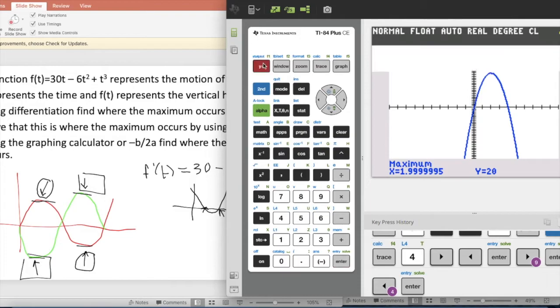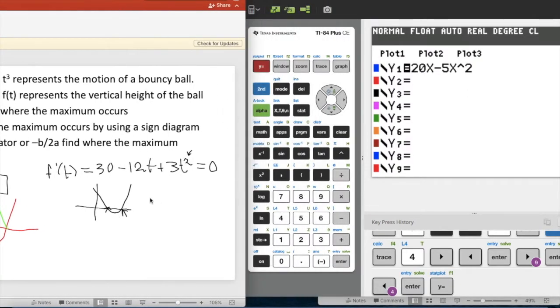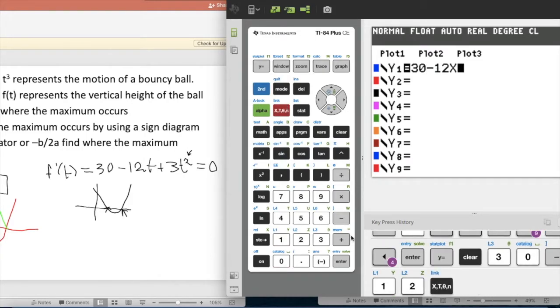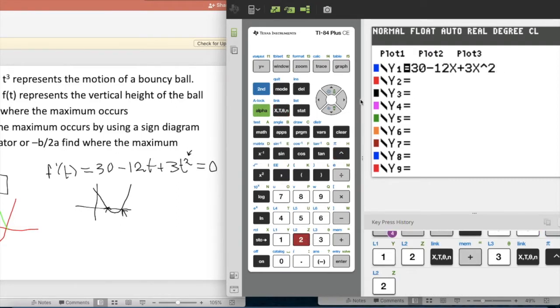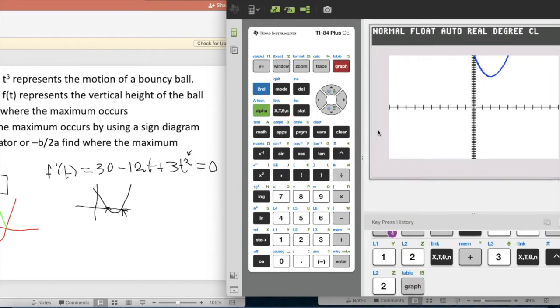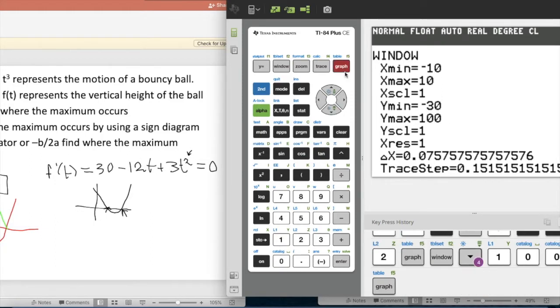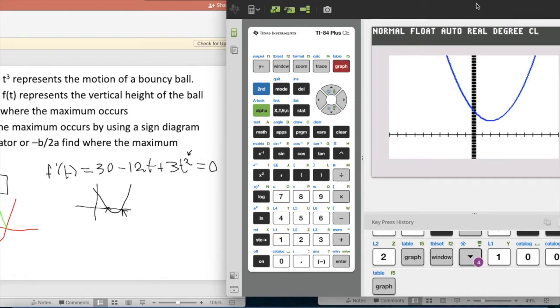So we open up our calculator, we press y equals, and we're going to type this function in. So we're going to have 30 minus 12x plus 3x squared. Then we're going to press graph. And we can see the cubic is much higher than we anticipated. So we need to make the y max much bigger. Let's make that 100 and see if that improves what the graph looks like. We cannot see the whole minimum and the maximum.